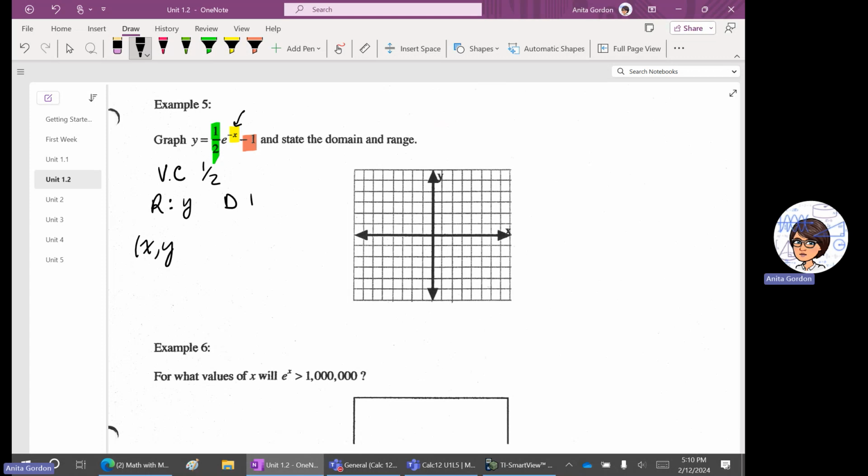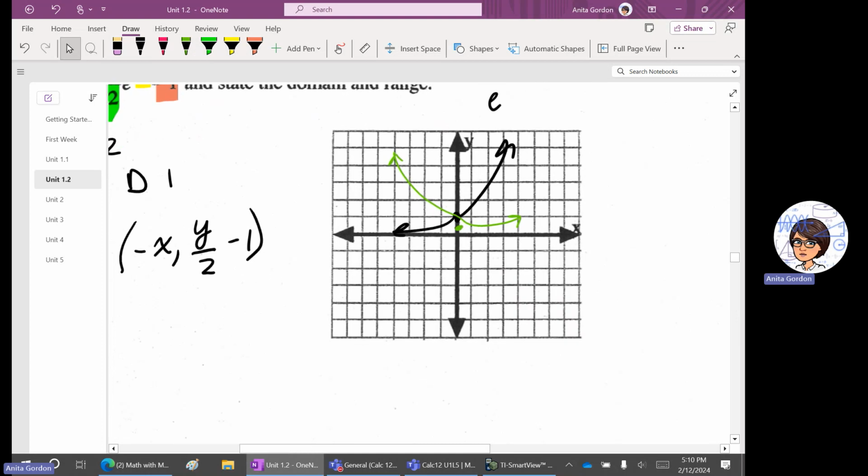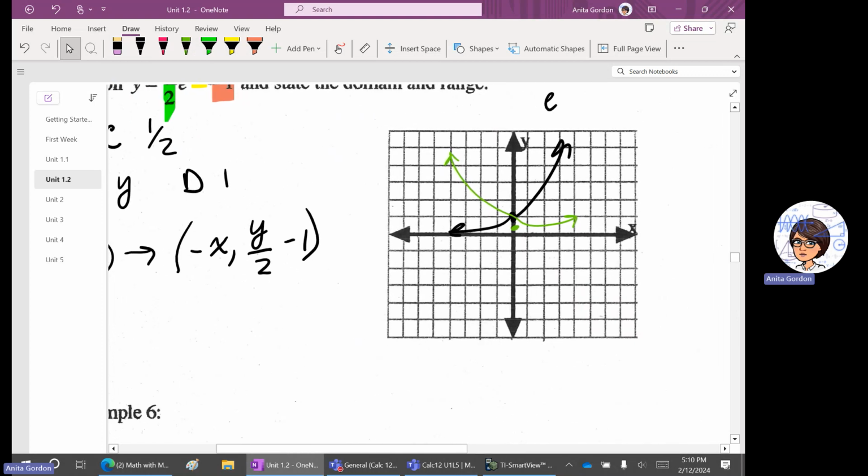So if I look at my key coordinates, I have negative x, y over 2 minus 1 is how I would draw this key point. Okay, base function e to the x is 0, 1, going up like this. If I reflect it over the y-axis, I'm going to end up with a graph like this. If I compress it by 1/2, then I'm bringing this point down to the halfway mark. So rather than 0, 1, it is now 0, 1/2.